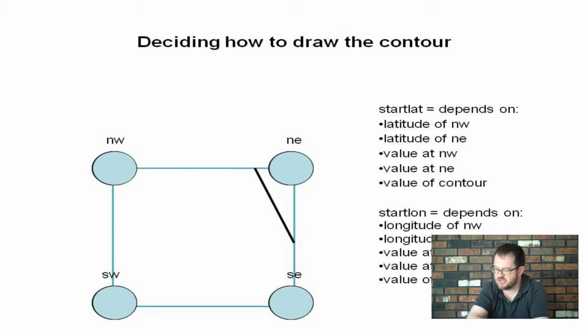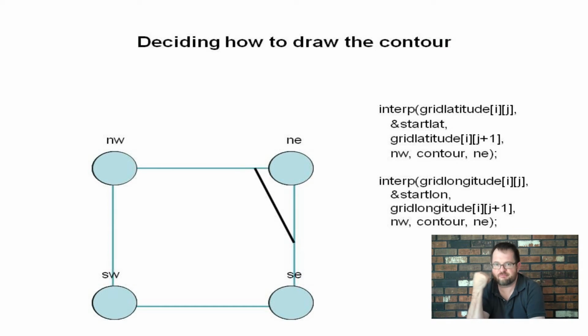So go down to the bottom part of that slide here. Our starting point's longitude is going to depend on the longitude of the northwest corner, the longitude of the northeast corner, the value at the northwest corner, the value at the northeast corner, and the value of the contour line you're trying to draw. I tried to illustrate that with those 2 examples. You had to know the longitude of the 2 grid points on the corners, and their values of temperature or pressure or whatever it is you've got from the grid at those locations, and then you're going to use interpolation. Now, I've actually written an interp function for you, and I'm providing that to you.